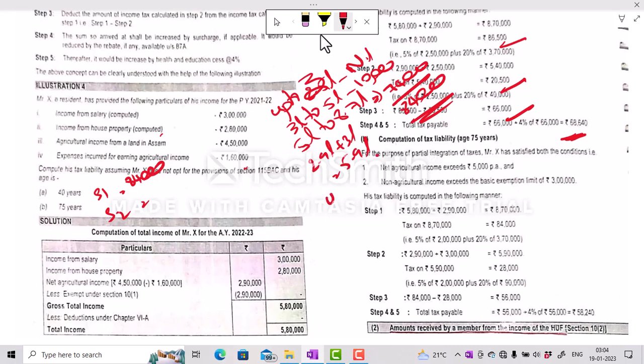So nil up to 3 lakhs, 10,000 for 3 lakh to 5 lakhs. So more than 5 lakhs is 90,000. On 90,000 at 20%, it is 18,000. Then 28,000. Step 3 will be 84,000 minus 28,000.